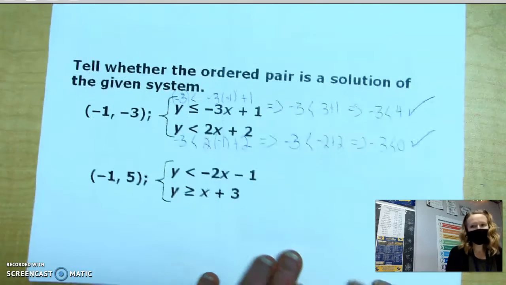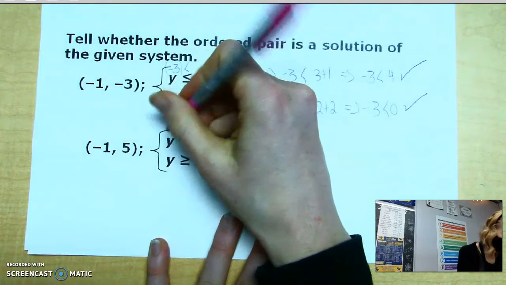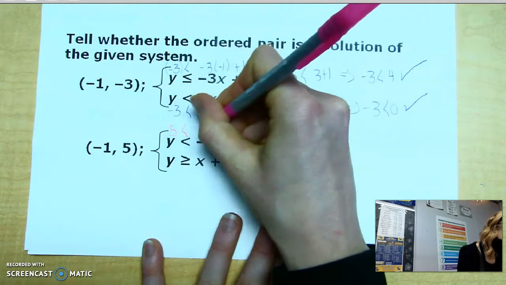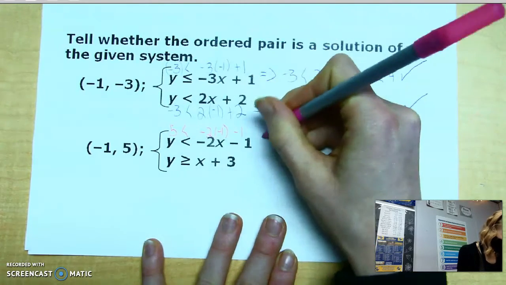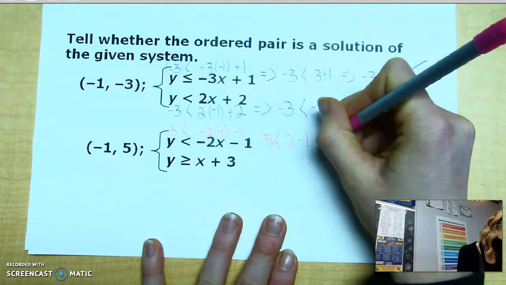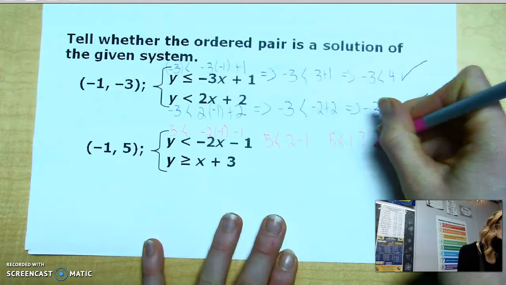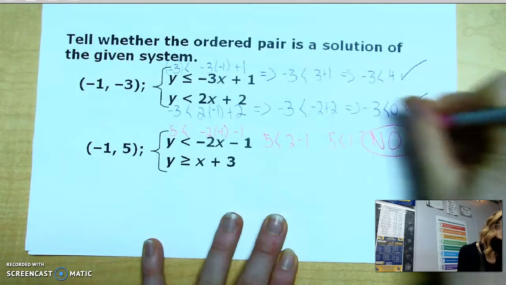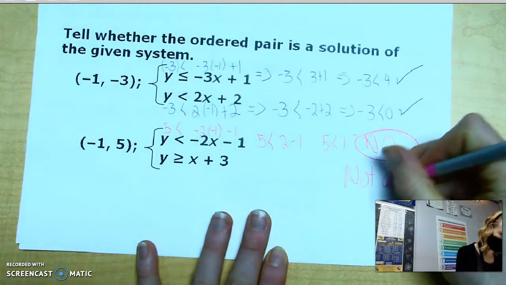Right? This next one, similarly, you're going to plug in for y. Is 5 less than 2 minus 1? No, 5 is not less than 1. So it is not a solution, right? You don't even need to check that second one.